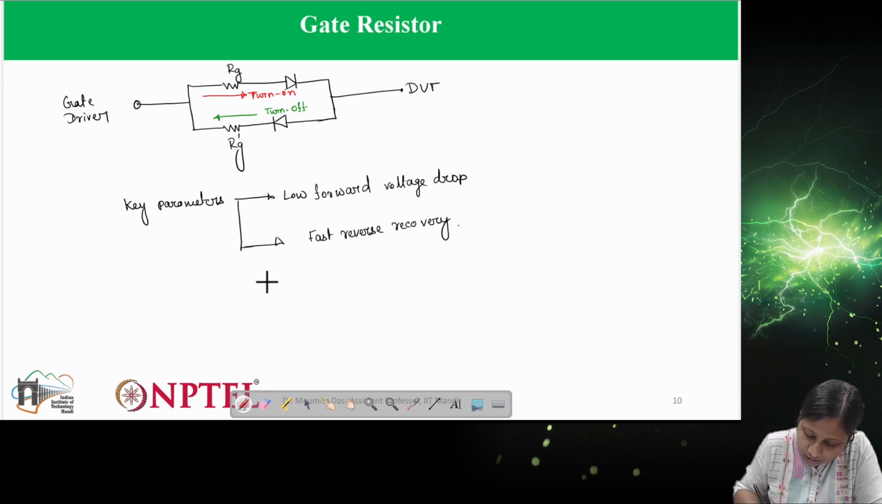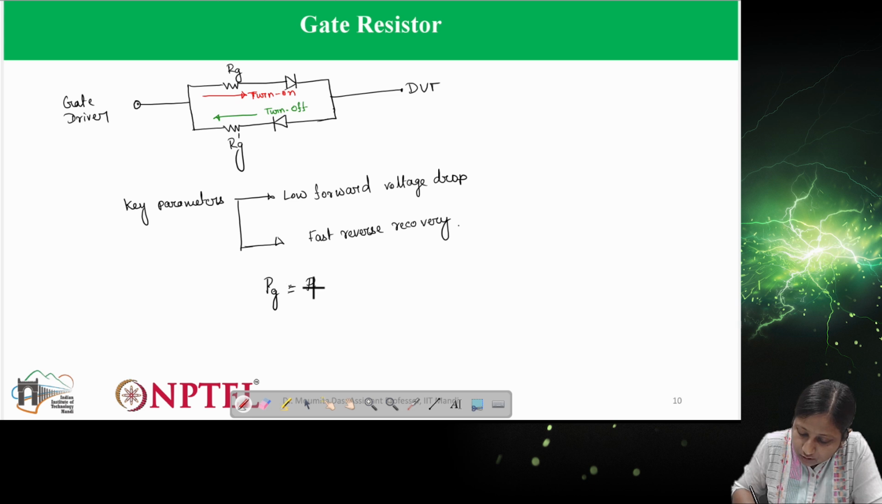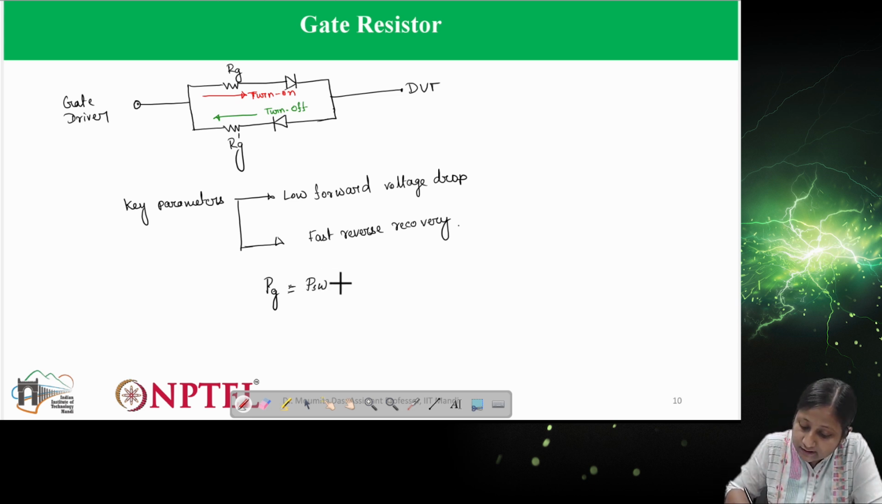It should be equal to, as we have discussed earlier, the switch power loss, which you have already seen. So it is equal to VCC minus VEE.